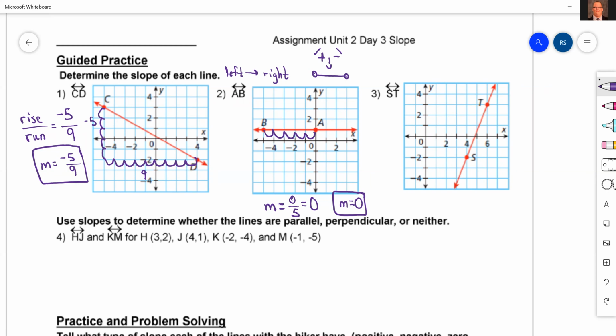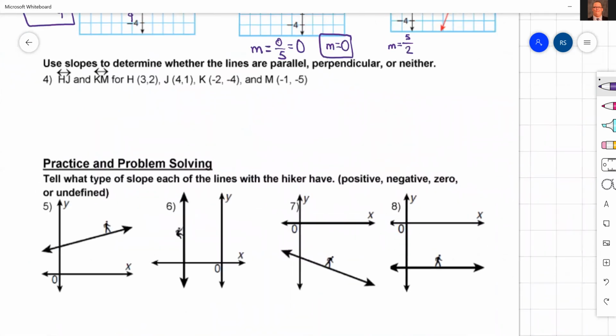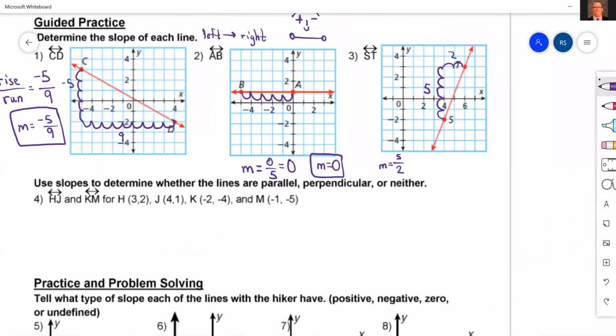Now the next one, how much do I rise? 1, 2, 3, 4, 5. So I go up 5. How much do I run? 1, 2. Run 2. Can I reduce 5 over 2? No. So I'm done. As the page tries to run away from me.